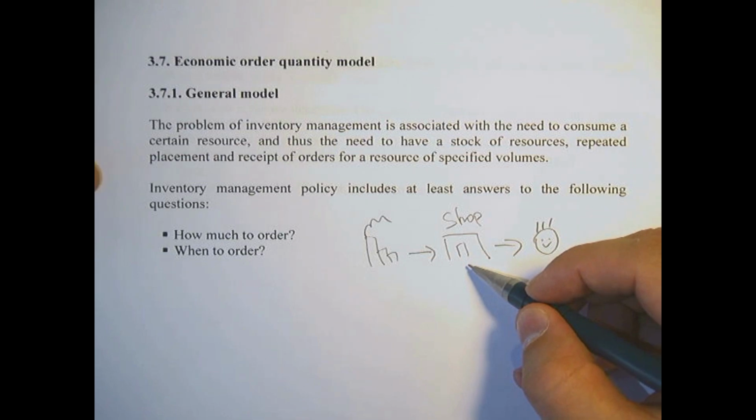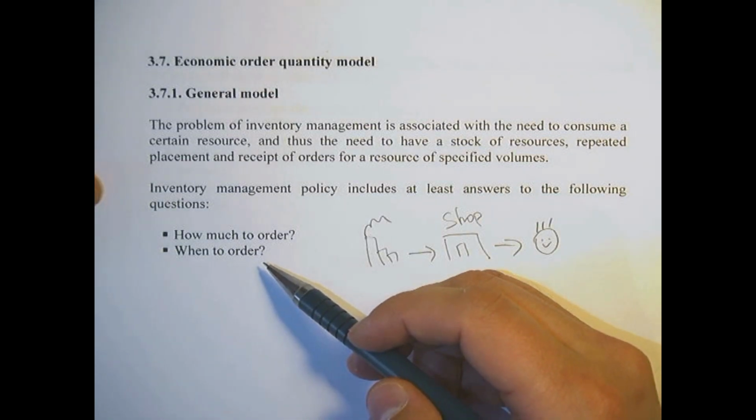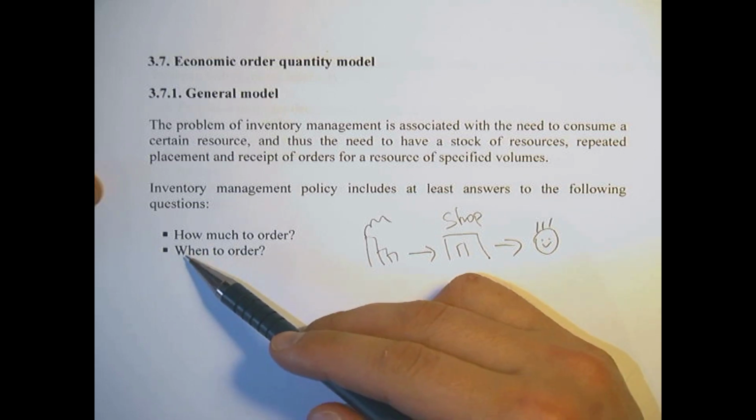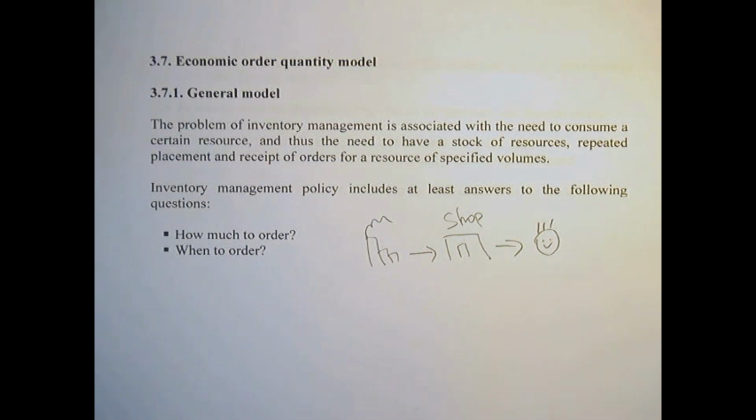And the problem is, in our shop, the inventory management policy. To describe the inventory management policy, we should consider two questions and find answers to these two questions. The first question is how much to order every time, and when to order. We should make decisions about these two issues: how much to order and when to order. To answer these two questions, we will consider a certain model which is a non-linear one.